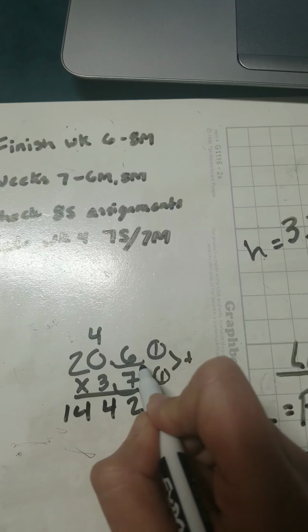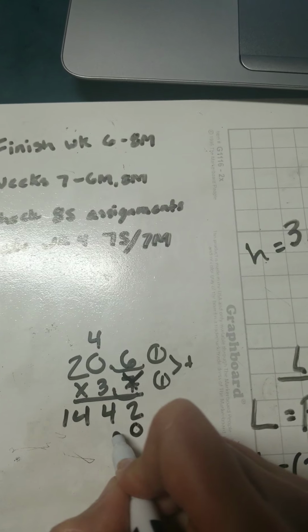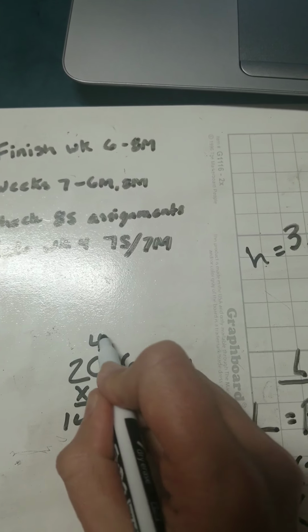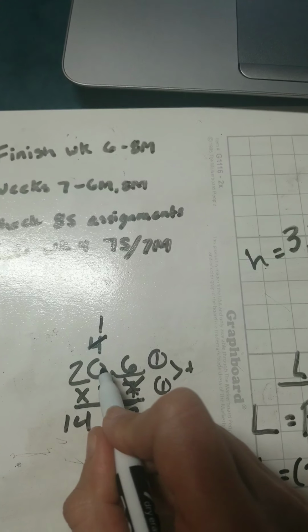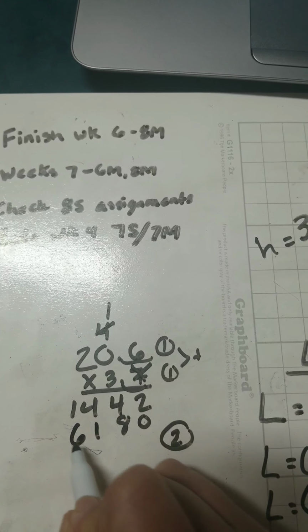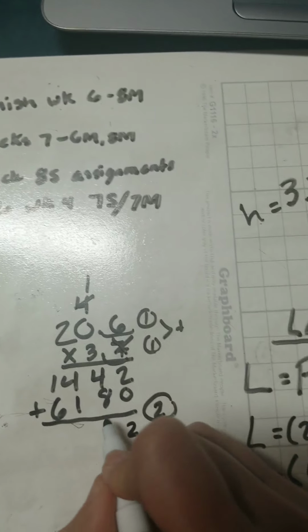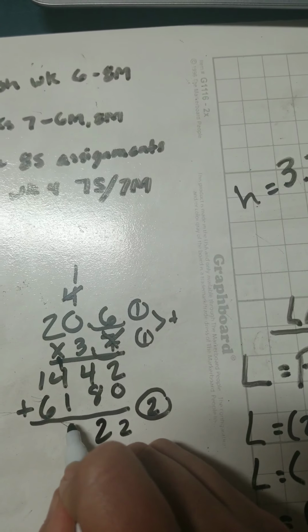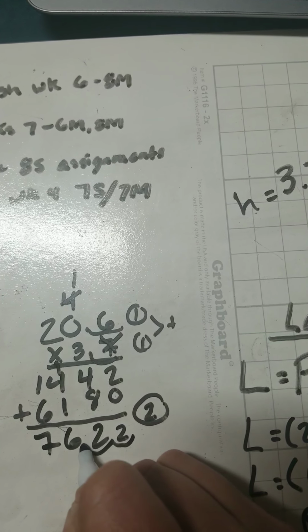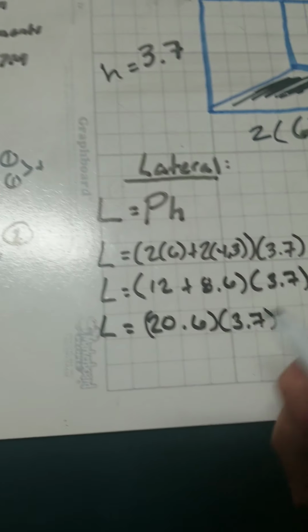Because I am done with this 7, I'm going to mark it out and put a 0 below it because I am moving over to the tens place. 3 times 6 is 18, so I put an 8, and I'm going to carry a 1. 3 times 0 is 0, plus 1 is 1, and 3 times 2 is 6. So now I'm going to add those numbers together. So we have 2, then we have 12, 6, and 7. And remember, I have to have 2 decimal places, so 1, 2. So my lateral surface area is 76.22.